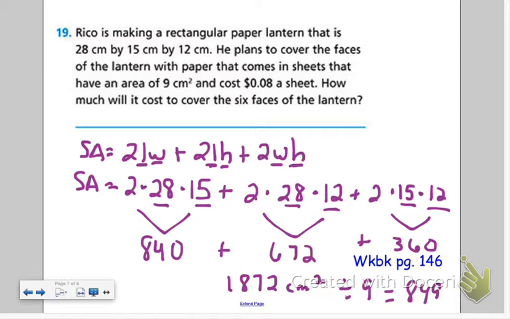That means that we're going to need, oh wait, I wonder if I did that wrong. 1,872 divided by 9. Oh, I did do that wrong. That is 208. My mistake. I knew that seemed a little off. That means I've got 208 sheets of paper that I need to cover my lantern. So if I have 208 sheets of paper, and each sheet of paper costs 8 cents, I am going to end up spending about $16.64, or I should say Rico will be spending $16.64 to cover this paper lantern.